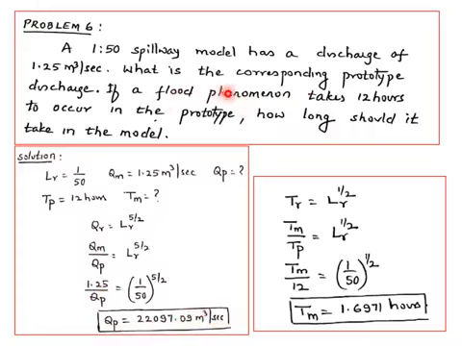Now it is also asked: if the flood phenomenon takes 12 hours to occur in the prototype, that means in the prototype it is 12 hours. If the same phenomenon occurs in the model, what is the time required? So the time ratio has to be used. TR is LR to the power of half, and the time ratio is Tm by Tp, where LR is 1:50. Here the time in the model is asked, so it is about 1.69 hours, because it takes 12 hours there. So if the flood phenomenon which occurs over 12 hours in the prototype occurs in a model, it takes about 1.697 hours.